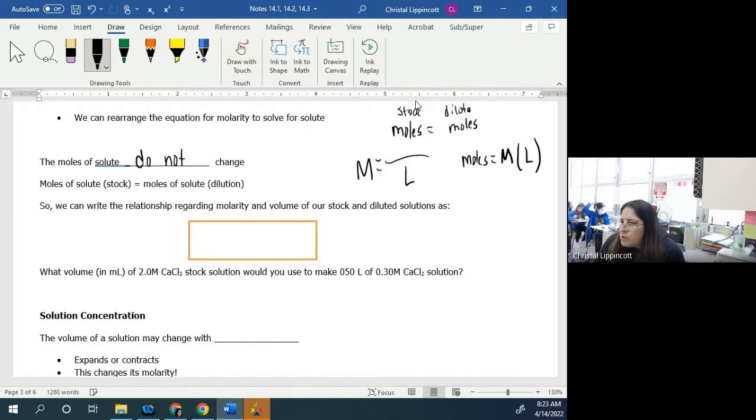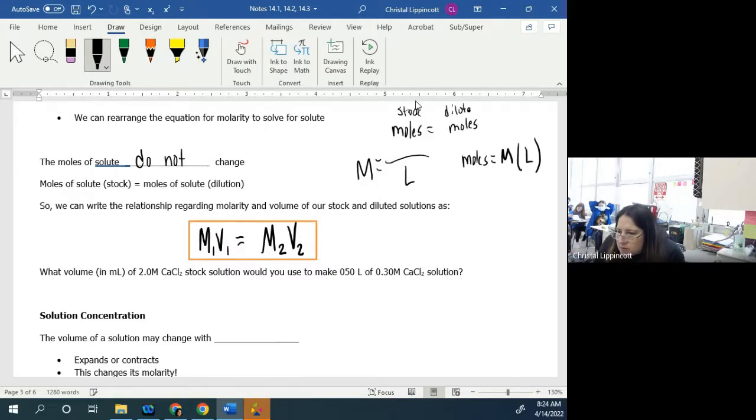Okay. So that means that the molarity of the first times its volume equals the molarity of the second times its volume. See what I did there? Sure. Okay. And this is probably one of the most common formulas that I use throughout the year to get your labs prepared for you.